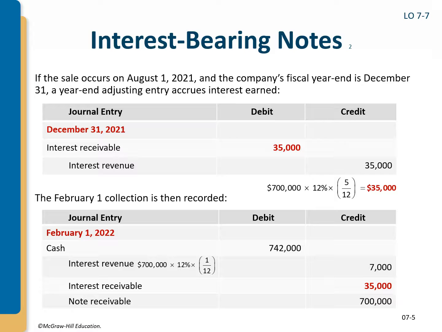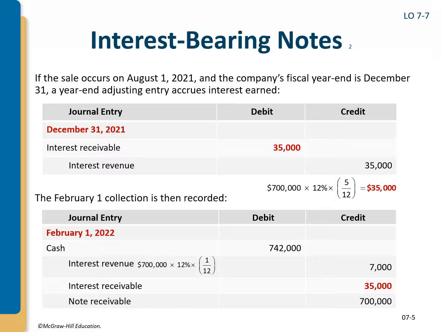Well, remember, interest is always occurring. So interest is constantly being earned on this note. So at the end of December, Stridewell must recognize the portion of interest that has been earned by the end of the year, or 5 months. All of August, all of September, all of October, all of November, and all of December. So 5/12 times 12% times the 700,000, or 35,000, will be credited to interest revenue and will debit interest receivable, and it will sit there until Stridewell receives that money.